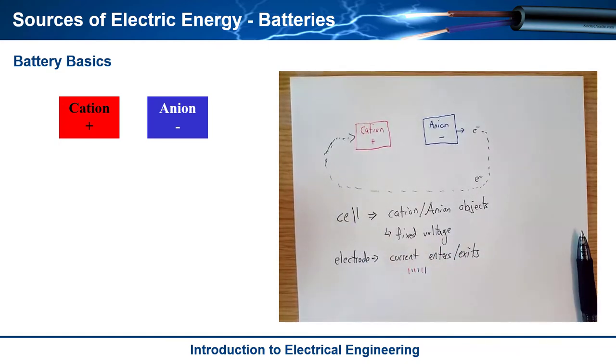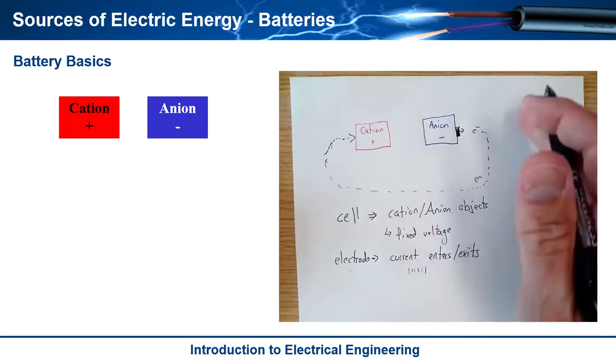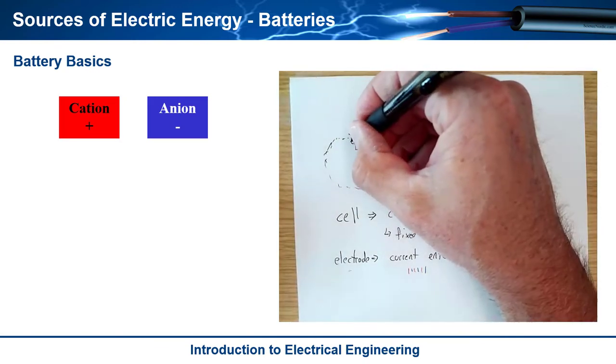But for us, we just want to look at what are the terminals? How do we get in and out of this thing? And so we define those as the electrodes. And so we'll always draw them in our little cartoon version of the battery. It's the outermost anion and the outermost cation.